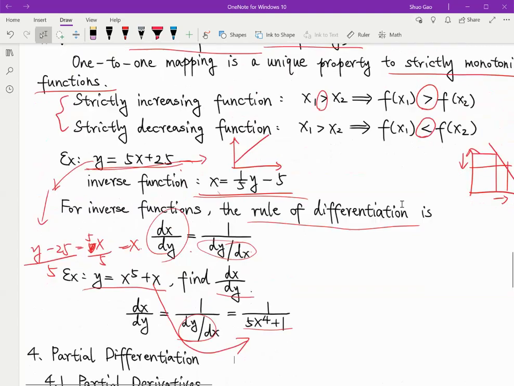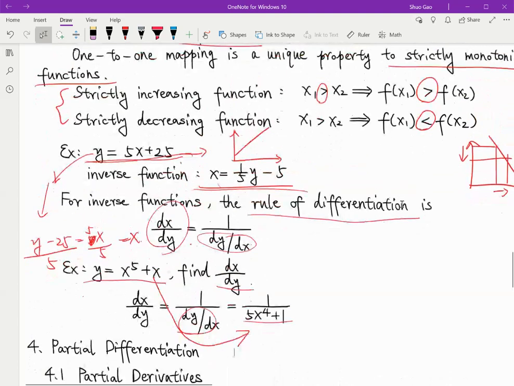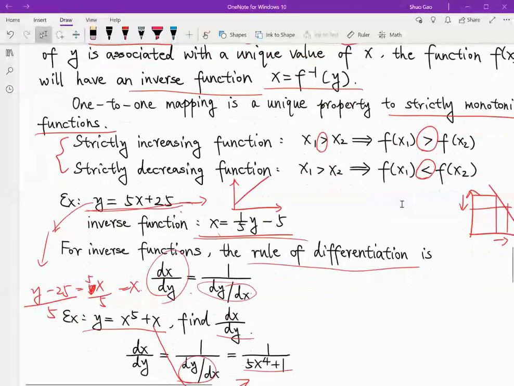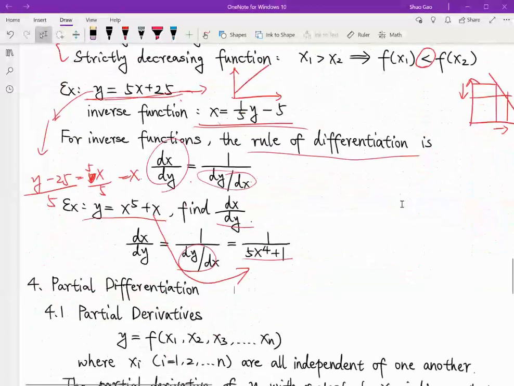Here you just need to pay attention that only strictly monotonic functions have inverse functions, and all the other functions don't have an inverse function.